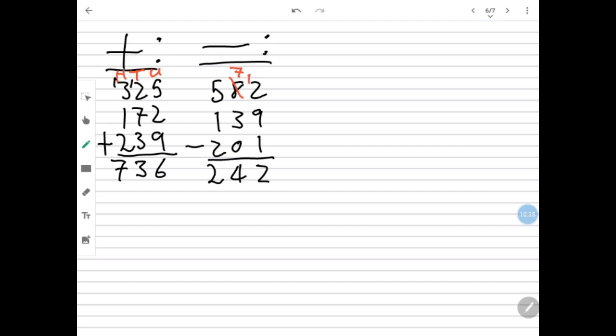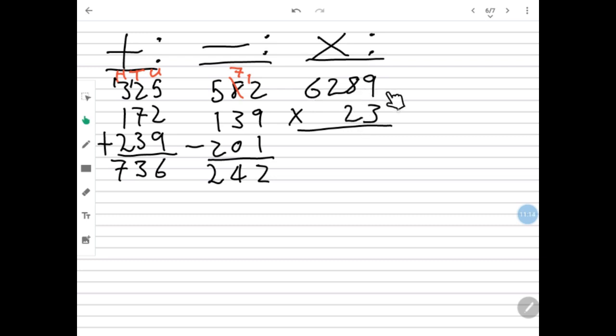That's subtraction. Multiplication, you need to be able to do this column method with multiplication as well. Let's take a nice big number, 6,289 times 23. We're multiplying. So remember, we're first multiplying the units with the 6,289, and then we're multiplying the tens with the 6,289. So first the units.